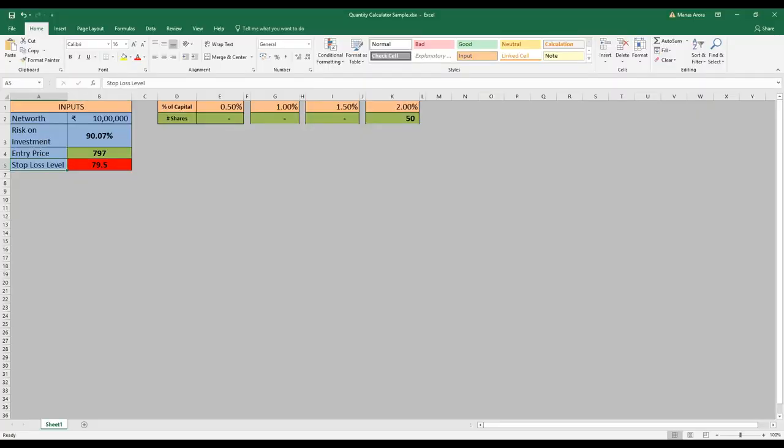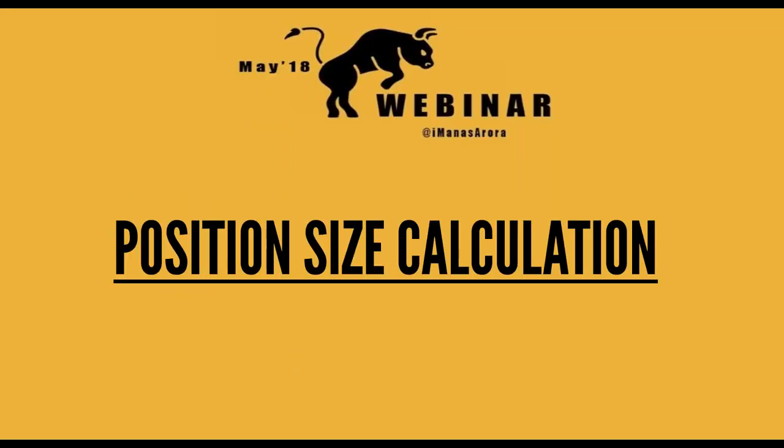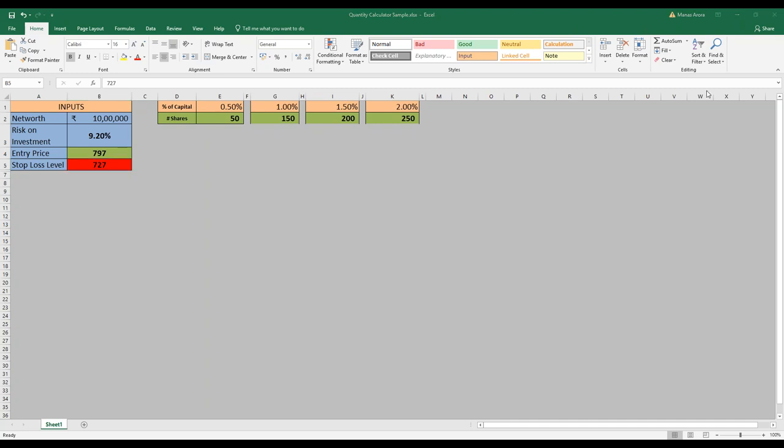Now go back to the sheet where you calculate the quantity. Put 727 in this red box and you will get four options at different risk levels. I'll explain which level I start with and which level one should start with when starting out. I've taken a default setting of net worth of 10 lakh here. So if you have, let's say, 10 lakhs in your account and you want to take one trade, this sheet will let you calculate the quantity based on the risk that you have in this trade.